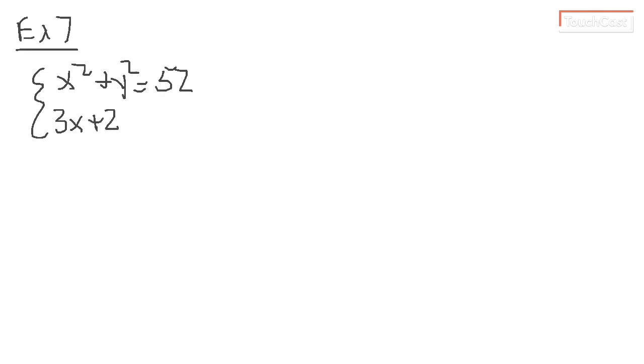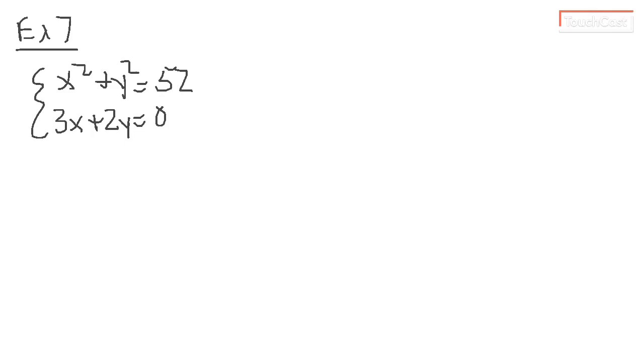We're going to have x squared plus y squared equals 52, and 3x plus 2y is equal to 0. Now in this case, I'm going to solve my second equation for either x or y. If I have one equation and I want to solve it for a variable, I'm not going to do that with any of them that have a power. So I'm going to actually solve that second equation for x.